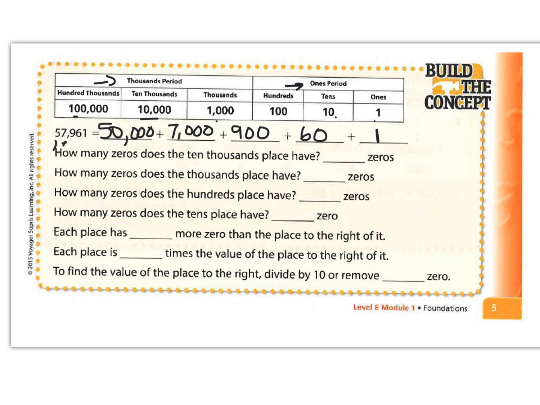It says, how many zeros does the 10,000s place have? Well, the 10,000s place has, we can see, 1, 2, 3, 4 zeros.